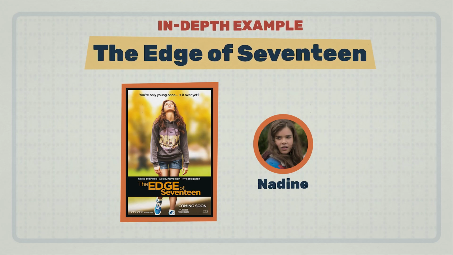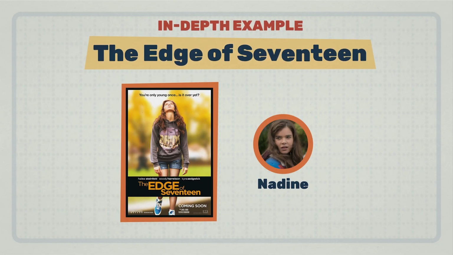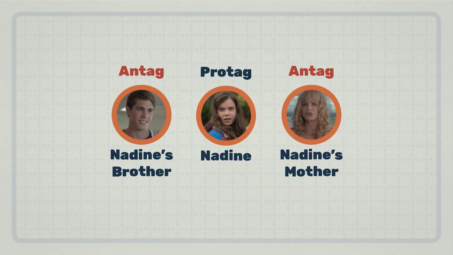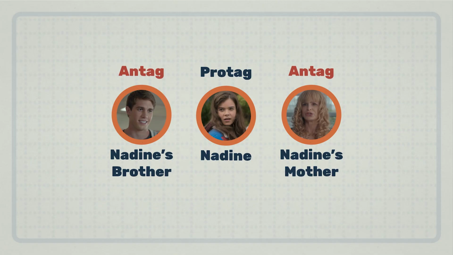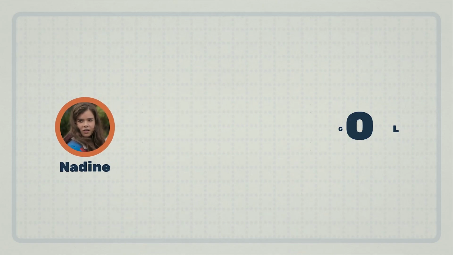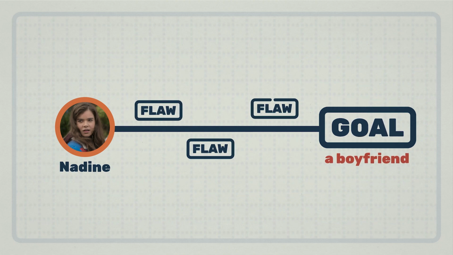We've chosen this story because it exemplifies how to make the protag their own antag, since most of Nadine's problems come from her own flaw of self-loathing. To start, you could argue that Nadine's older brother or mother are the antags of the piece, and they do provide some conflict. But when you actually look at what stands in the way of Nadine and her goal of getting a boyfriend, most of the conflict comes from Nadine's self-sabotaging.